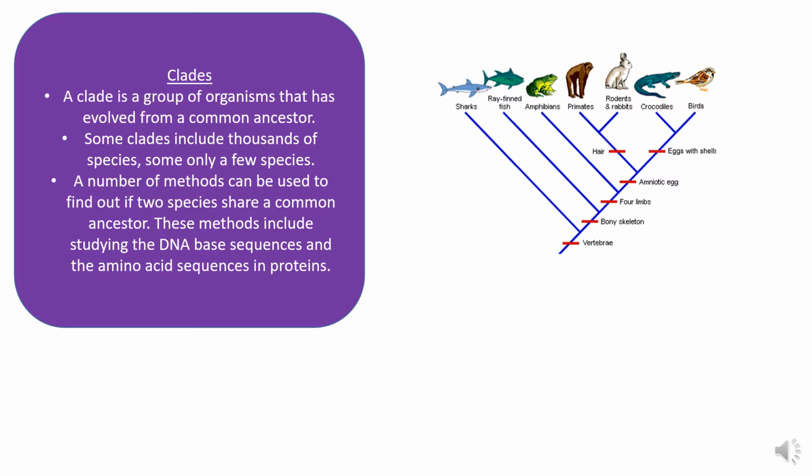Some clades could include thousands of species and some only a few, and it just depends on the features of the species and how they're being classified. And the way that we can classify them to find out whether species share a common ancestor and whether they're closely related is we can look at their DNA-based sequences and the amino acid sequences in proteins. Now, the reason we look at amino acid sequences in proteins is because the amino acid sequence is determined by the DNA-based sequence. So if two species have similar amino acid sequences within one of their proteins, then they must have similar DNA-based sequences as well.